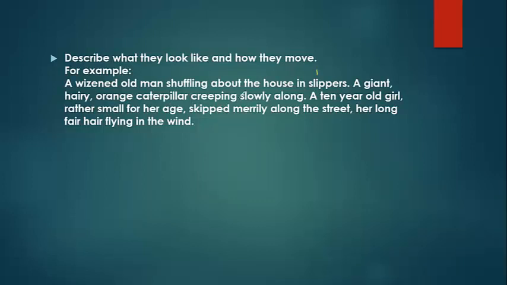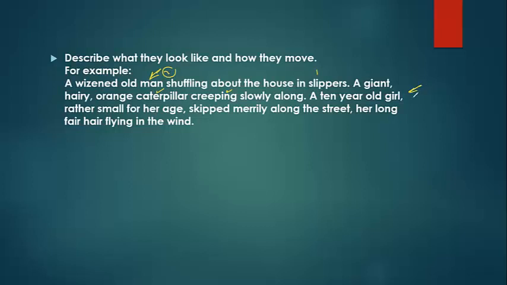If you look at the short paragraph, you will find some great description of the old man here. Somebody please tell me how the man is being described here. Abdullah Al-Hudayr, please answer. Wizened old man. Perfect. So he is wise. Yes, he's wizened. And he's shuffling around the house in slippers. Okay. Then what other things are being described here? Orange caterpillar creeping slowly along. Yes, alone. Perfect. The caterpillar is also described in this scene.